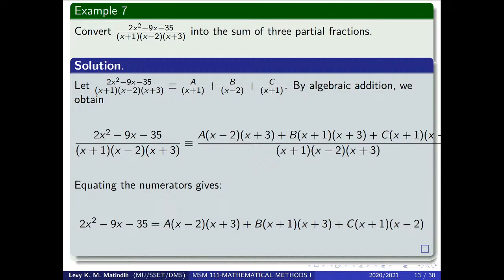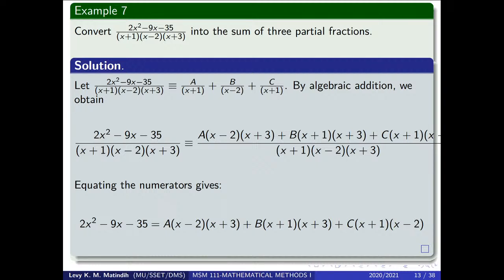So you can also use this. Now, if you look at this expression, a divided by x plus 1, b divided by x minus 2, c divided by x plus 3. If you add these three algebraically, what you're going to get is a multiplied by x minus 2 times x plus 3, plus b multiplied by x plus 1 times x plus 3, plus c multiplied by x plus 1 times x minus 2.